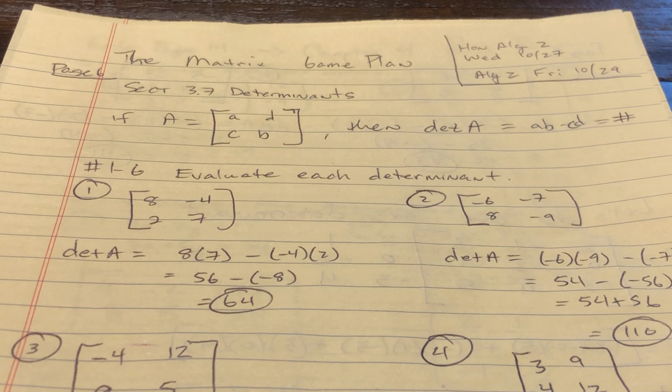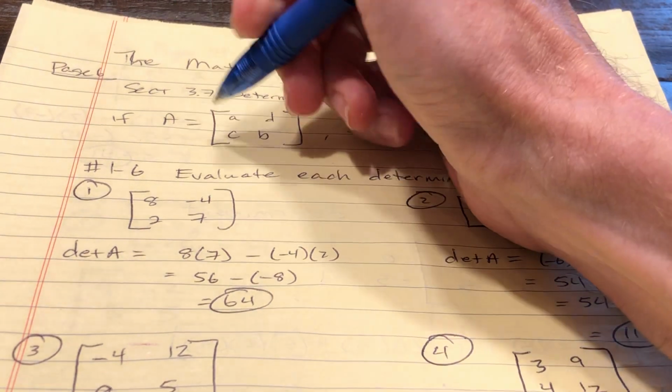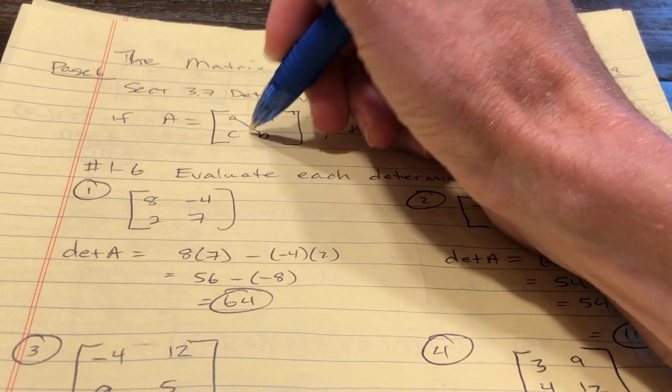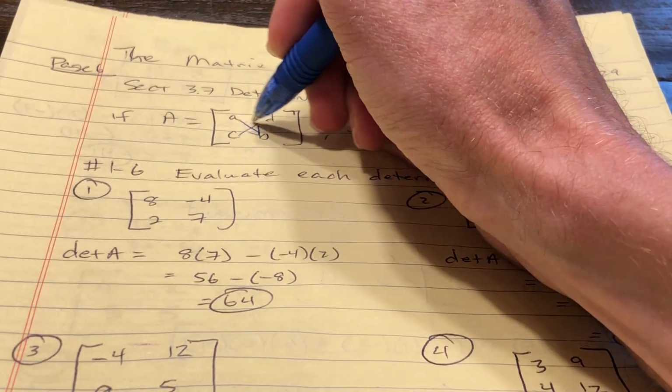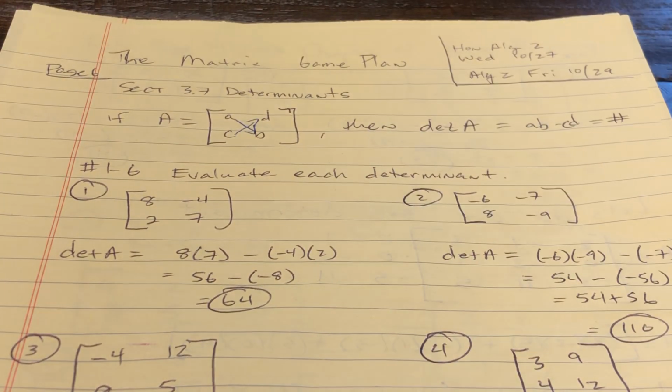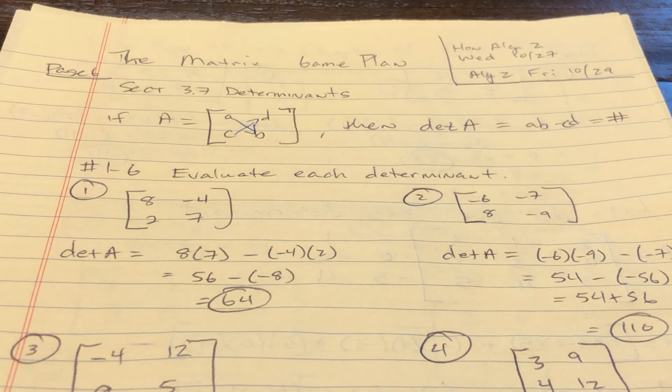If matrix A is the matrix with elements A, B, C, D, the reason they're out of order is this: the determinant of A, which is a number, is found by the difference of the cross products. You do A times D minus B times C, and you get a number. So that's the goal on page 6.